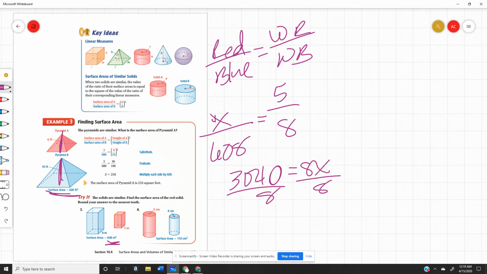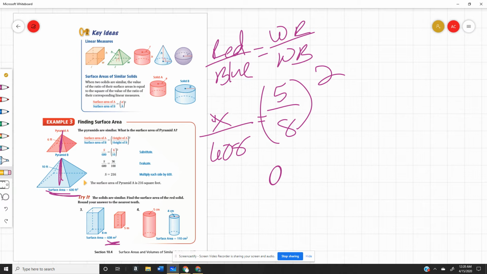Divide by 8. And I get 380. But my answer key says that's wrong. I don't know how that's wrong. 608 times 5 is 3040. Divided by 8, I got 380 again. Oh, guys, come on. I'm a dummy. I didn't square it. I'm trying to be all fast and cool and didn't square it. Missed a key step there.